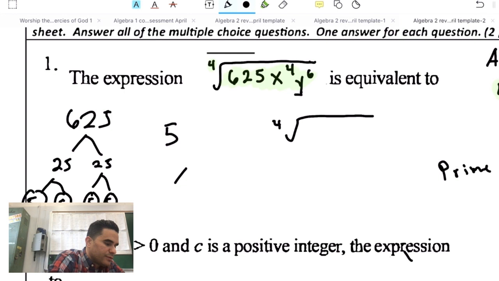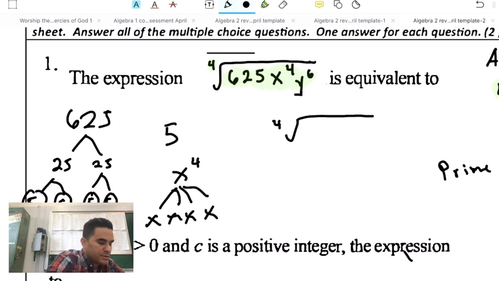Okay, we look at x to the 4th. Well, x to the 4th is equal to x times x times x times x. So we see the x is repeating 4 times. It is x to the 4th. So the x is also going to come out of the radical.